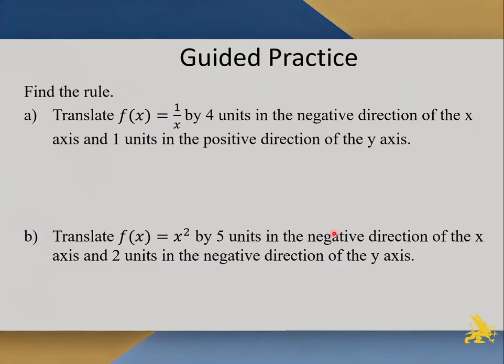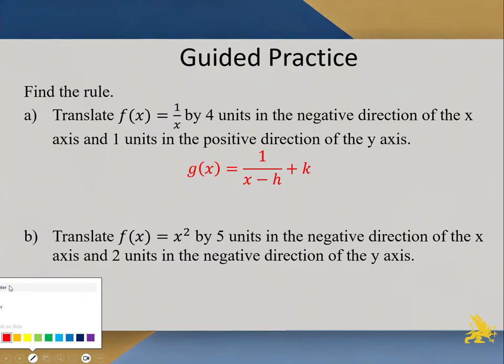Okay, so we're going to find the rule. Translate f of x is equal to 1 over x by 4 units in the negative direction of the x-axis and 1 unit in the positive direction of the y-axis. So the first thing I'm going to do is rewrite this with h and k. So 1 over x will turn into 1 over x minus h, plus k.